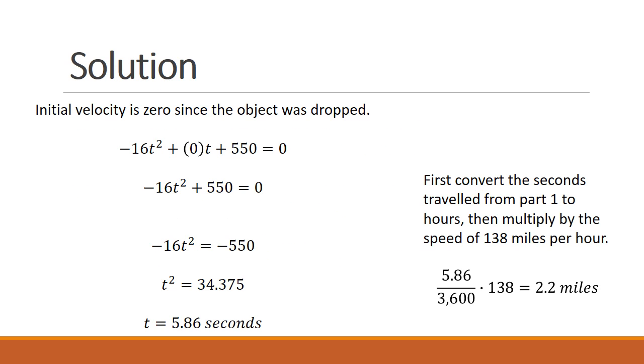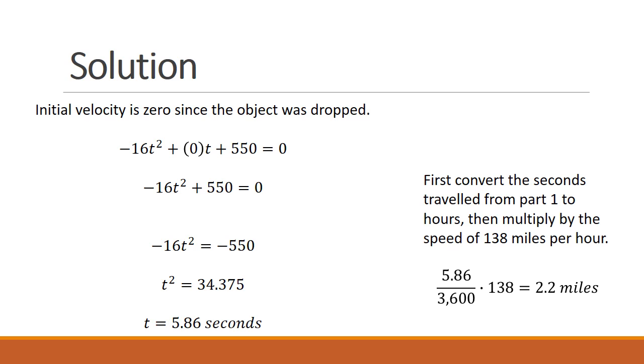To solve this problem, when an object is dropped, its initial velocity is 0. So we're going to put in the number 0 for v sub 0, for initial velocity. That's going to let us solve this by extracting the square root. So we're going to subtract the 550 from both sides, divide by negative 16, and then take the square root.